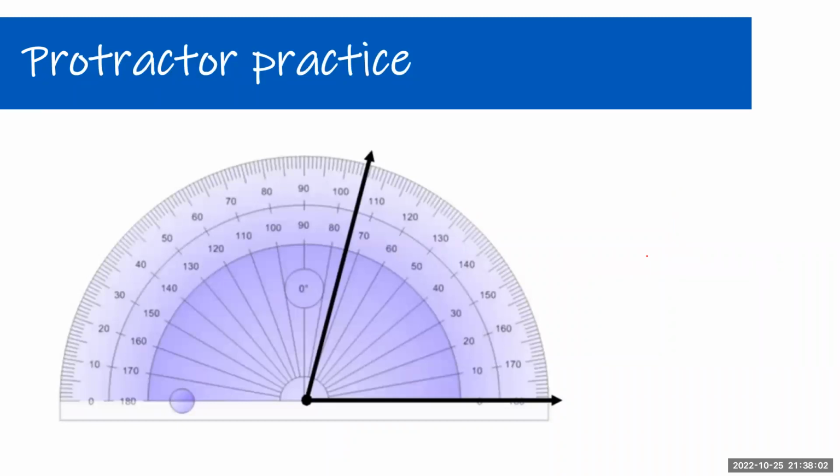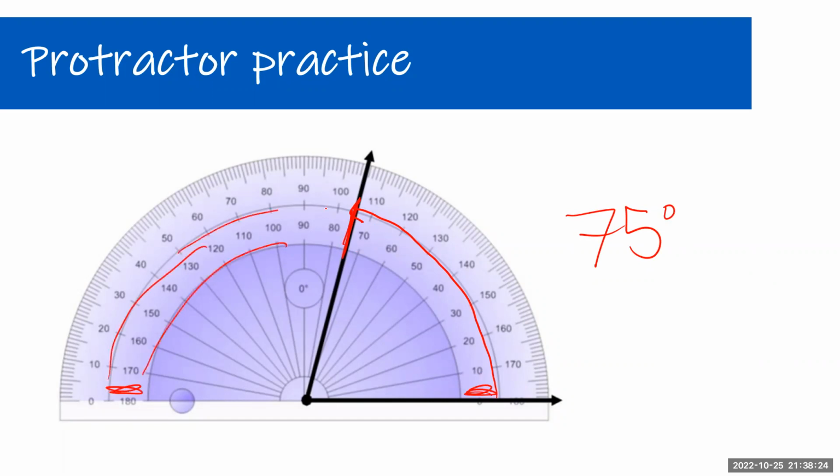Let's practice reading the protractor. Take a moment and pause and tell me what you think. Now remember here that we're going to measure up this way, and we're going to use this first set of numbers, and we see that it is going to be right here, which is going to be right around 75 degrees. Remember to use this set of numbers, okay?